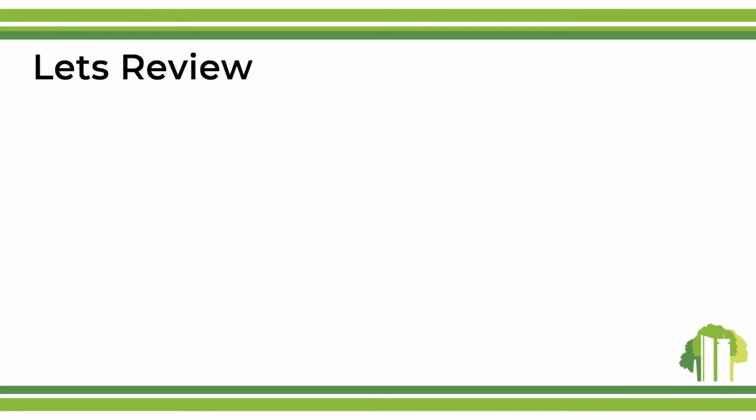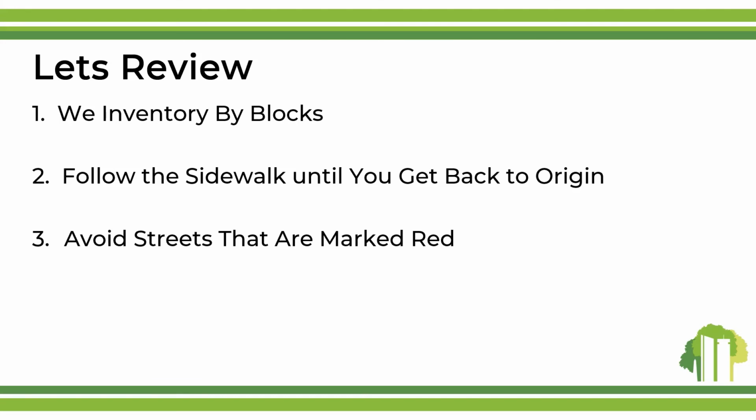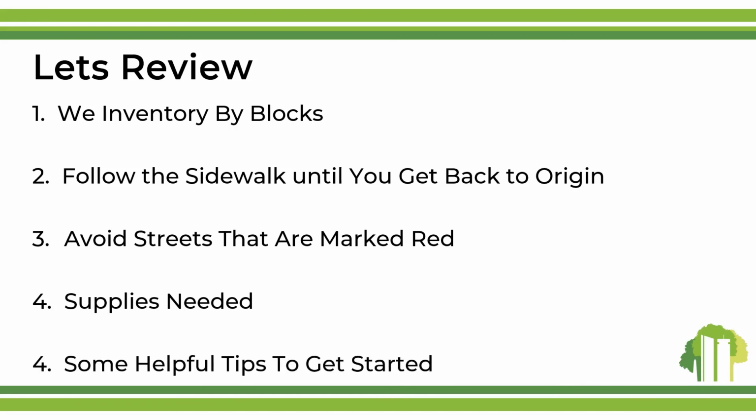Let's review now what was covered in this video. At Speak for the Trees, we inventory empty planting sites and trees by blocks. When you inventory a block, start at one of the street corners and follow a sidewalk until you get back to the spot you started in. If you see a street with a red line through it, you do not need to inventory those planting sites. You'll need a few supplies before you start your inventory work, like the Open Tree Map app and the Tree ID Guide. We discussed a few helpful tips and tricks to help you get started, but of course, practicing will help you find your own tips and tricks.